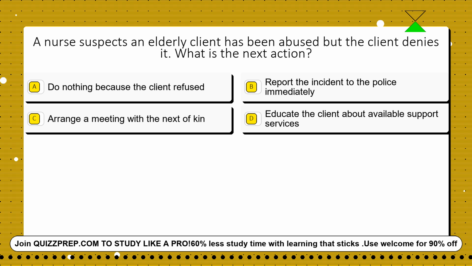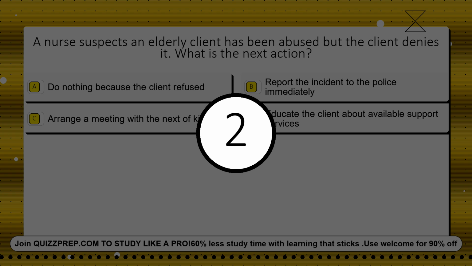Question 38. A nurse suspects an elderly client has been abused but the client denies it. What is the next action? Option A, do nothing because the client refused. Option B, report the incident to the police immediately. Option C, arrange a meeting with the next of kin. Option D, educate the client about available support services.